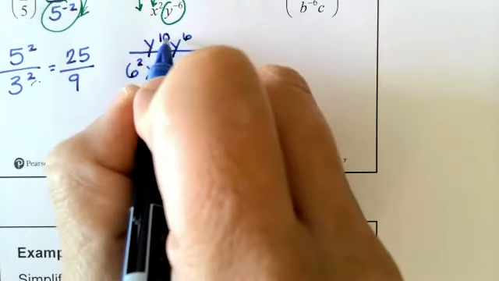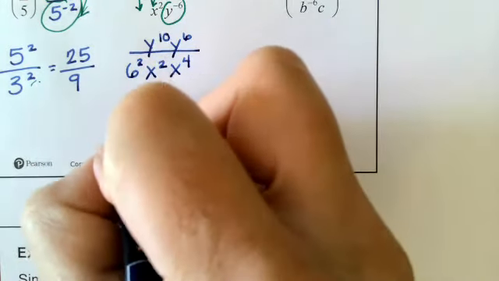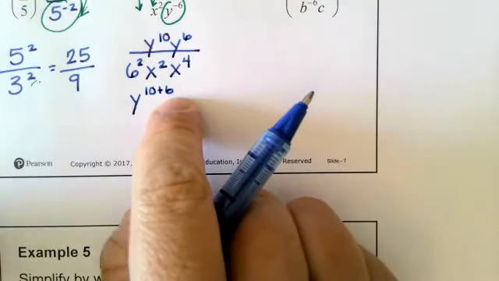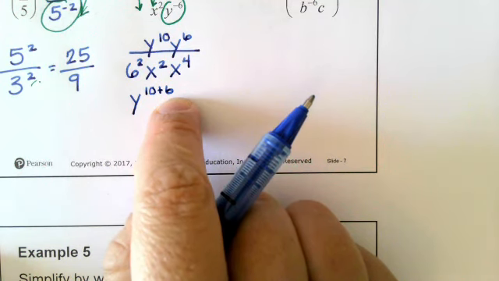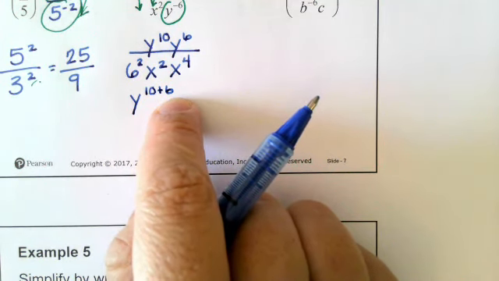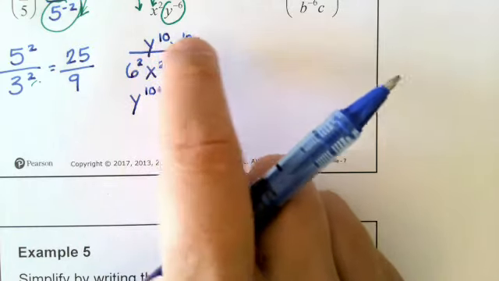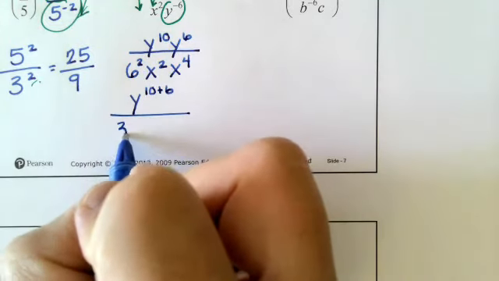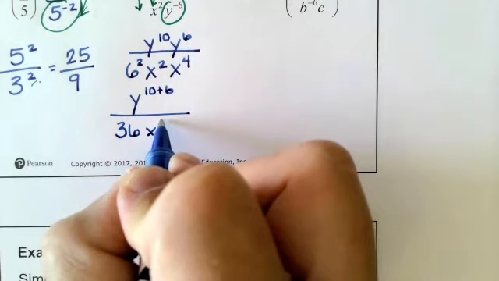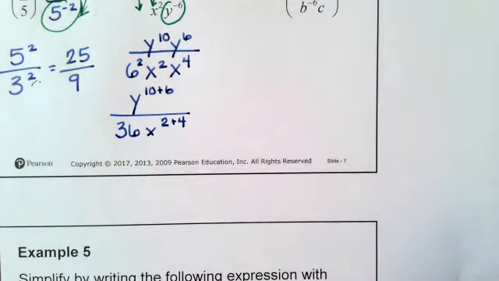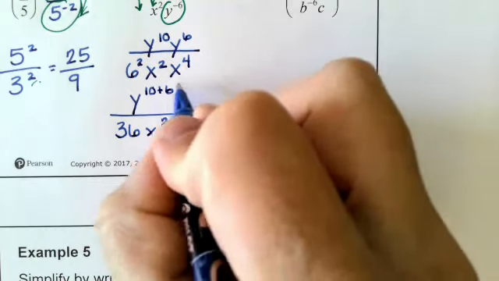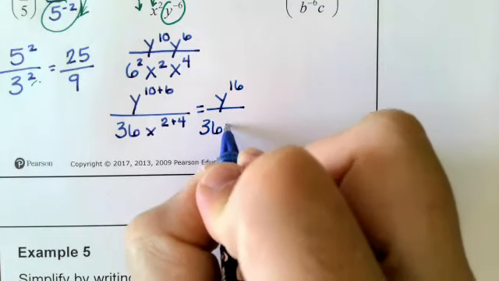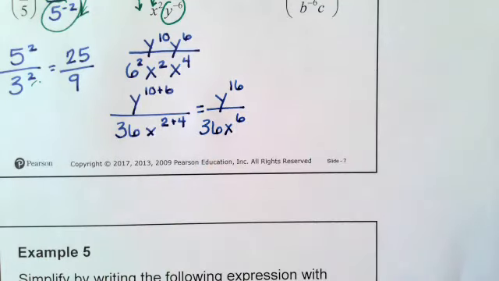Because Y to the 10th times Y to the 6th, that becomes Y 10 plus 6, right? If they're in parentheses, if one's inside the parentheses and the other is outside, we multiply them. But if they're just next to each other being multiplied, we only add them, 10 plus 6, okay? 6 squared is 36, and then X 2 plus 4, okay? Y to the 16th over 36 X to the 6th.